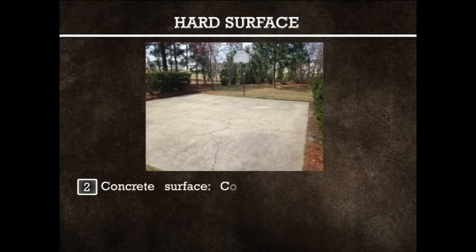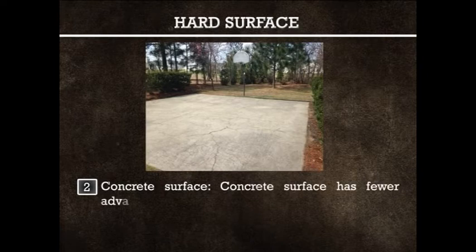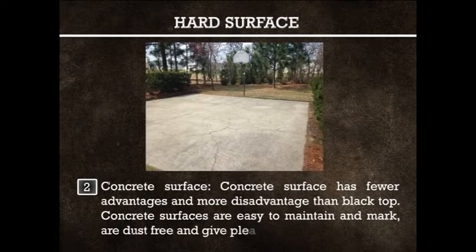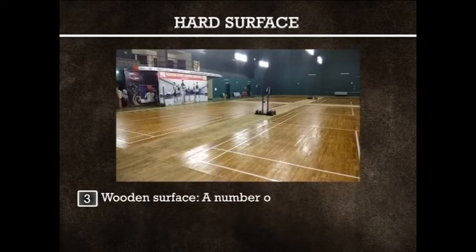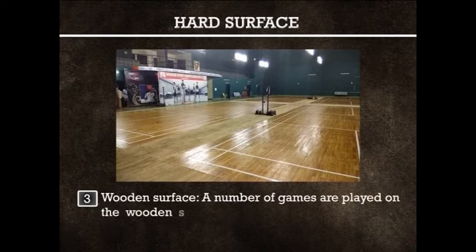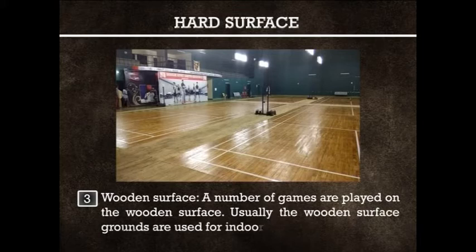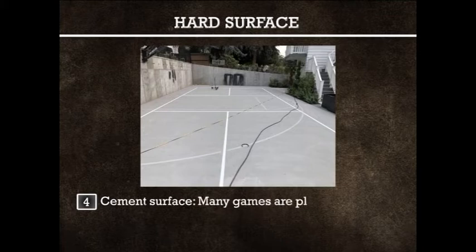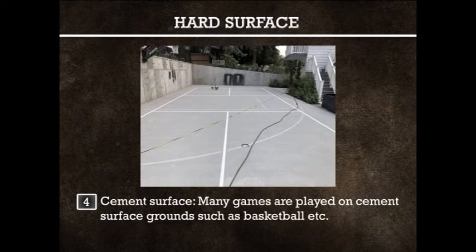Number 2, concrete surface. Concrete surface has fewer advantages and more disadvantages than blacktop. Concrete surfaces are easy to maintain and mark, are dust-free and give a pleasing appearance. 3. Wooden surface. A number of games are played on the wooden surface. Usually, the wooden surface grounds are used for indoor games. 4. Cement surface. Many games are played on cement surface grounds such as basketball, etc.